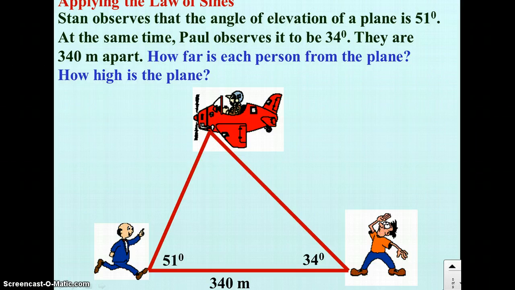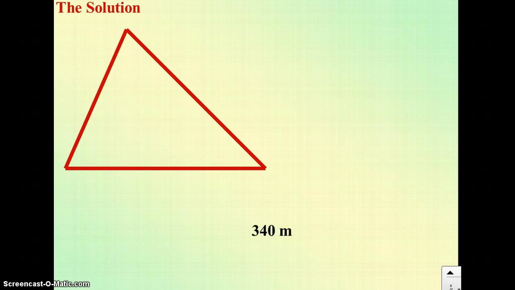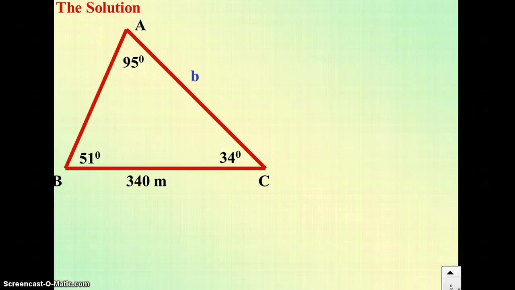And we're going to see how far each person is from the plane and then how high the plane is. So next slide's our solution. All right. So let's redraw our triangle and step one, let's find little side B.